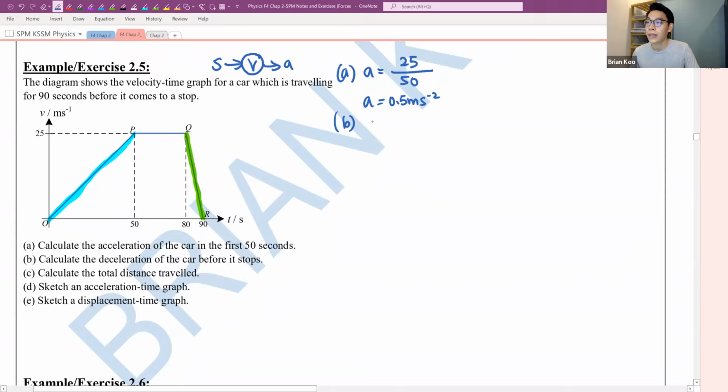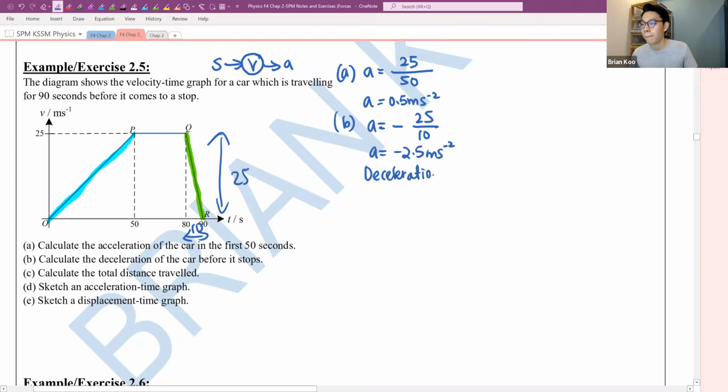But if you do a equals to negative, because you know it's slowing down, the y distance is 25, x distance is 10. Then the value that you will get is acceleration. But remember, if they want deceleration, you should not write the negative. Because deceleration itself, we've done this many times, already carries the meaning of a negative value.